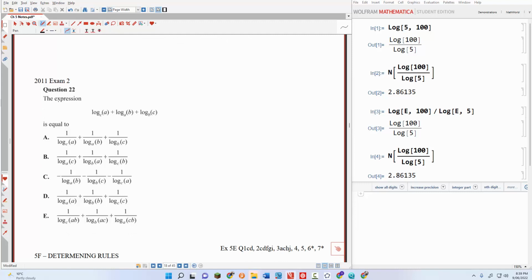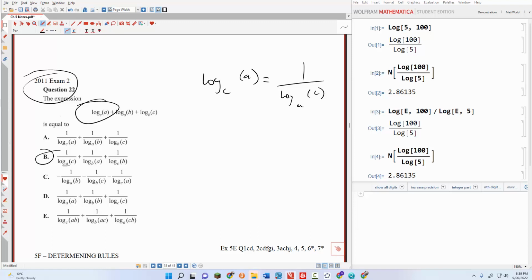Okay, the expression that equals which one of those? All right, so you might recall the base switch rule. Okay, so the base switch rule says that log C A is the same as 1 over log A C. All right, and so there it is. It's got to be B. So 1 over, and they should switch, and 1 over, and they should switch. That question there came up in 2011, exam 2, it was question 22.